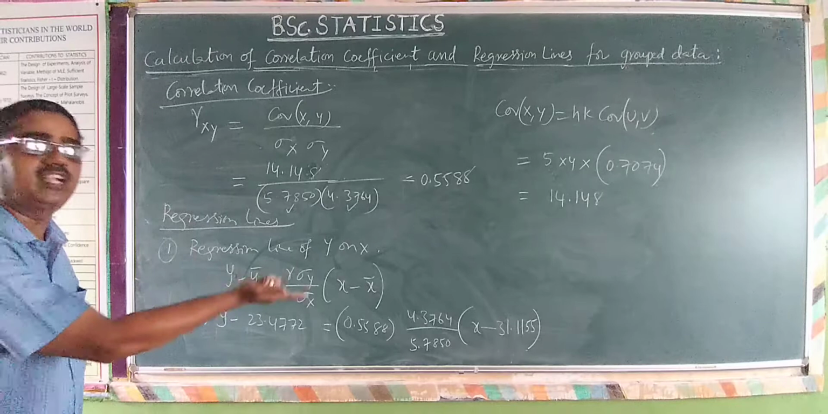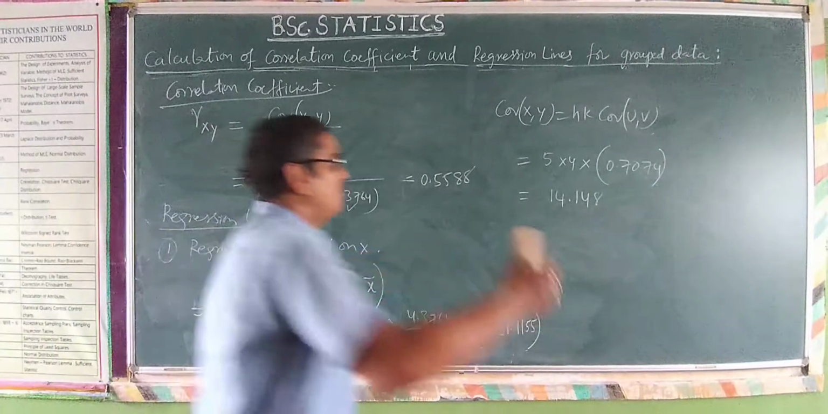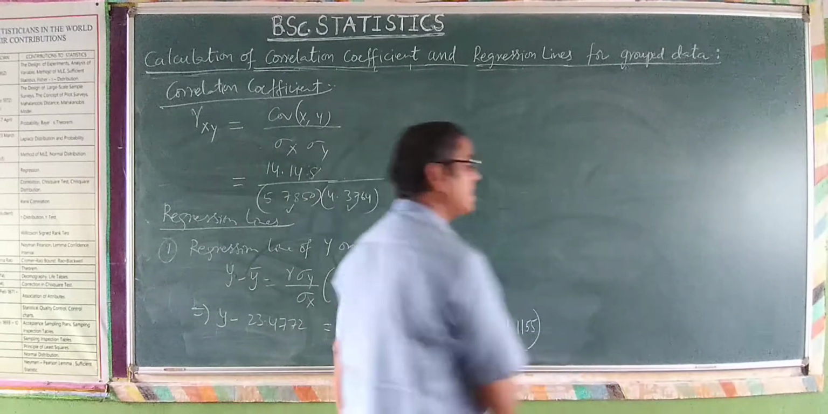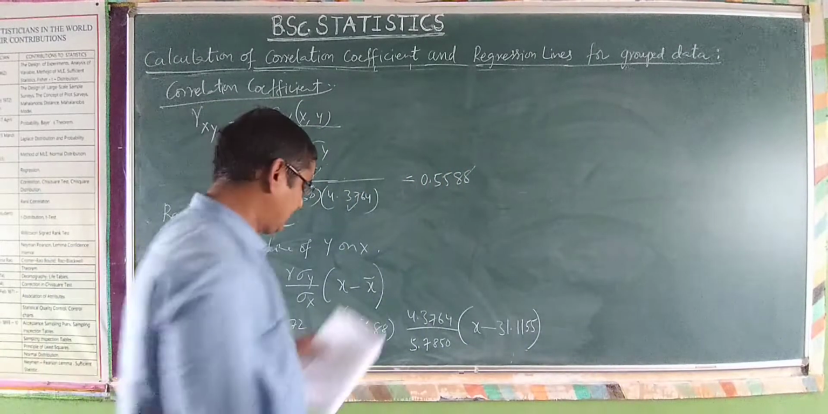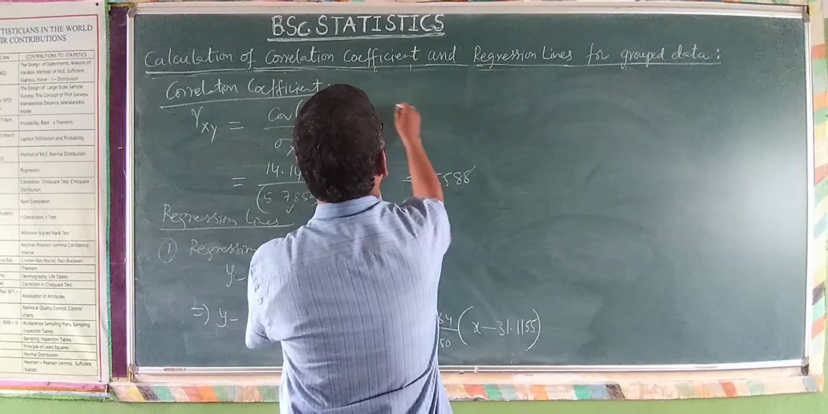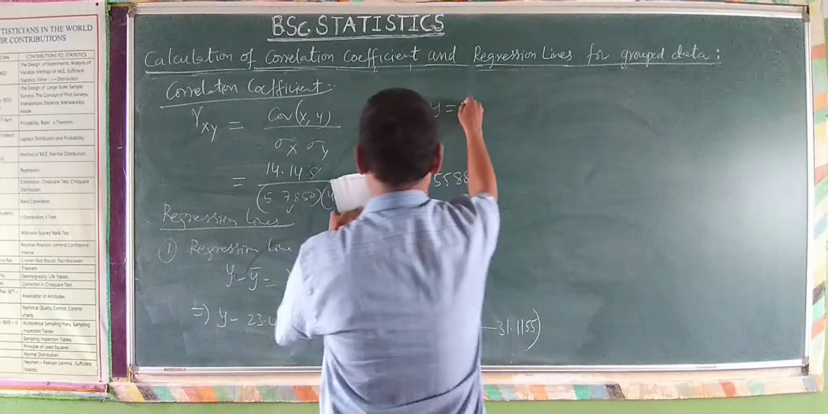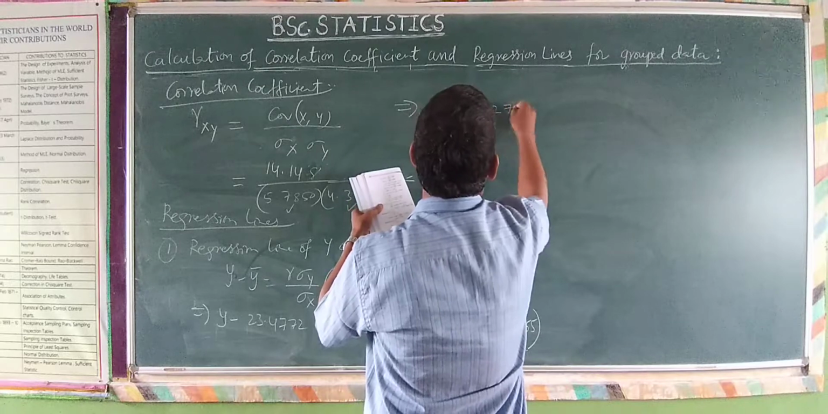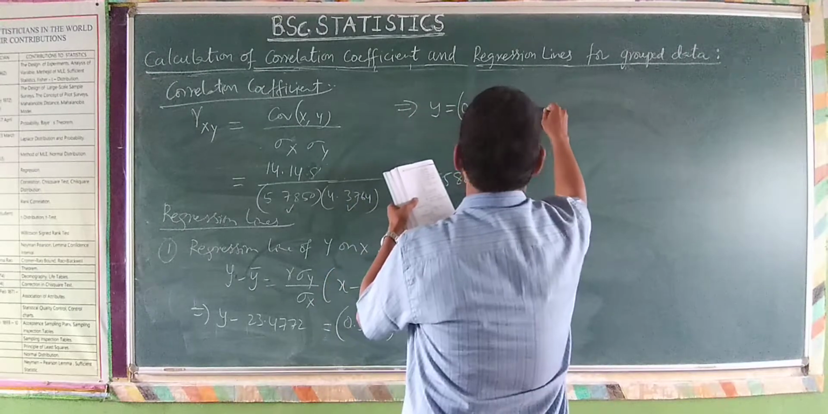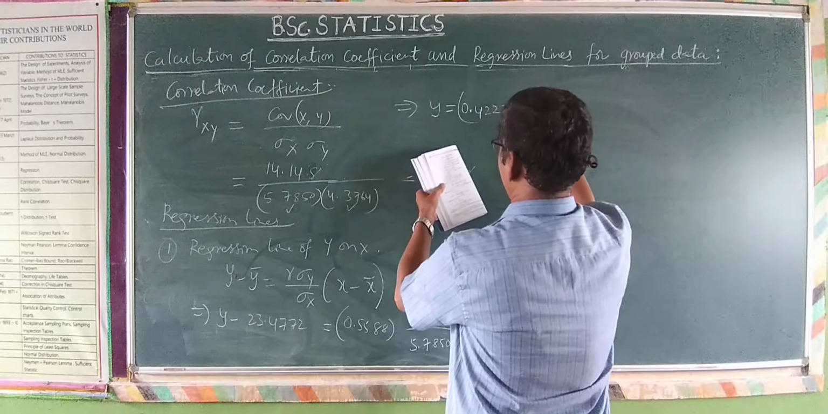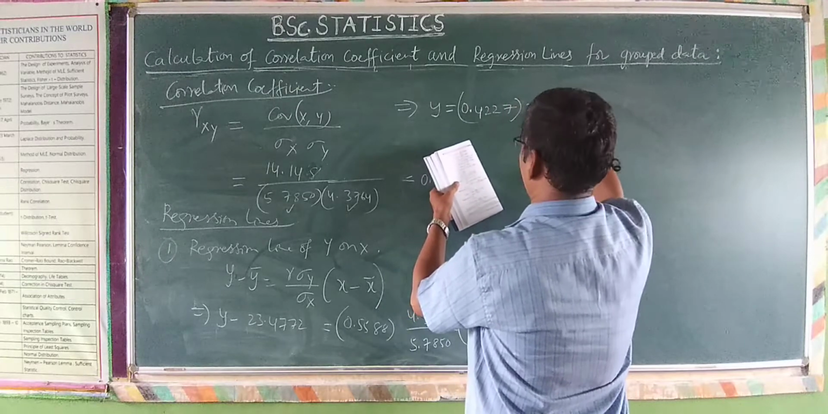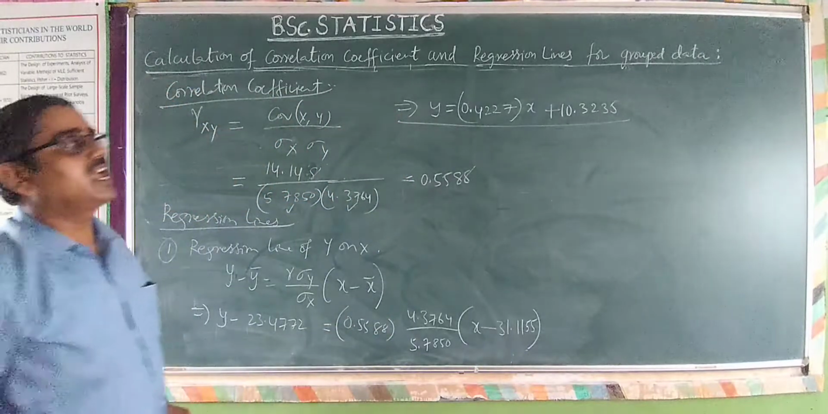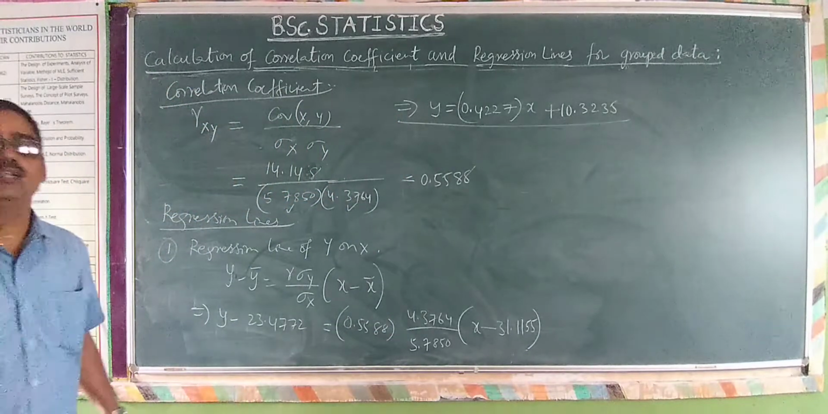By simplifying it, what will you get? If you simplify this, then we will have the equation in the form y is equal to a plus bx. So if you simplify, we will get y is equal to 0.4227 multiplied by x plus 10.3235. This is the regression line of y on x that we have obtained after simplifying.